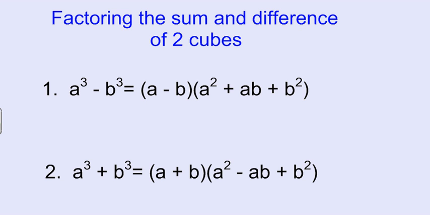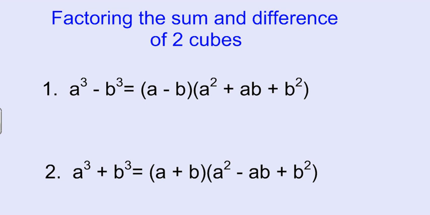plus b squared. In the second example, we are factoring the sum of two perfect cubes, and the factors are a plus b, times a squared minus ab plus b squared. If you look at the two factors, they are exactly the same except for the first two signs.